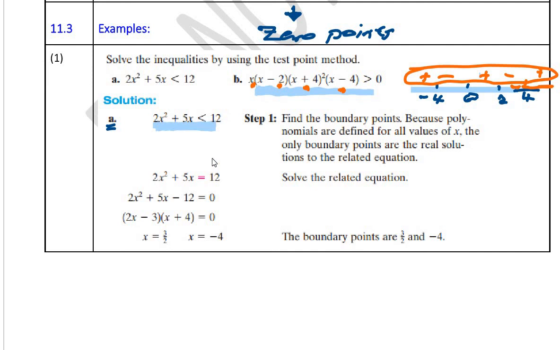So what we will do is, in university we call it the boundary points, but you can call it also the 0 points. But we actually talk about the boundary points because they form boundaries here on the number line.